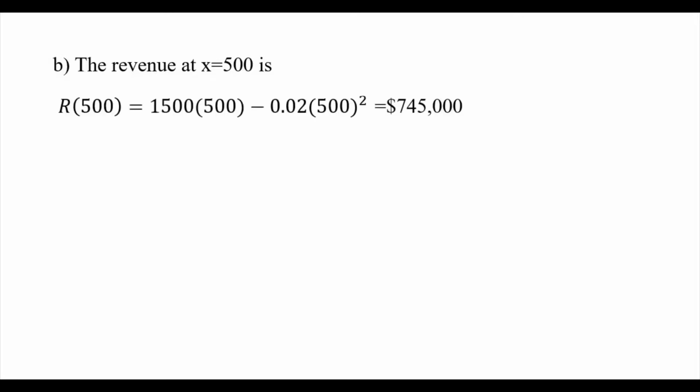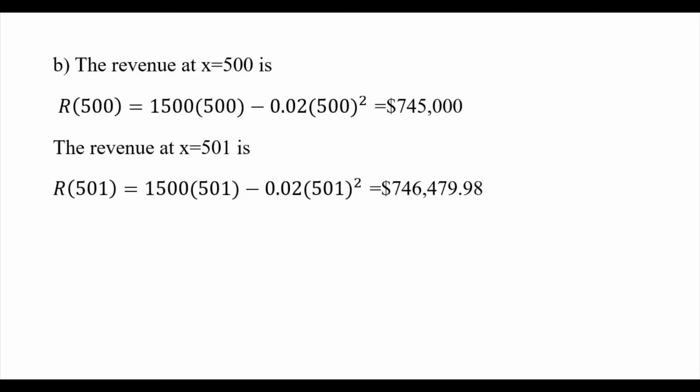The revenue at x equal to 500, we're going to plug the 500 into the original revenue function given, and we're going to get $745,000. That is the revenue from selling 500 units. And then the revenue from selling 501 units, we're going to plug 501 into the revenue function that is given. We will get $746,479.98.